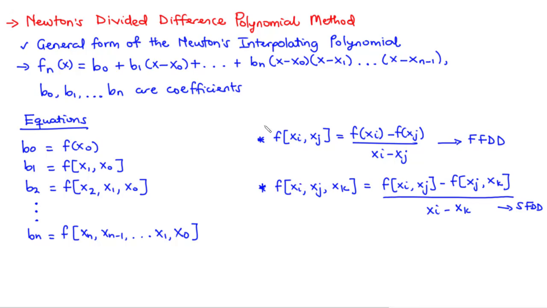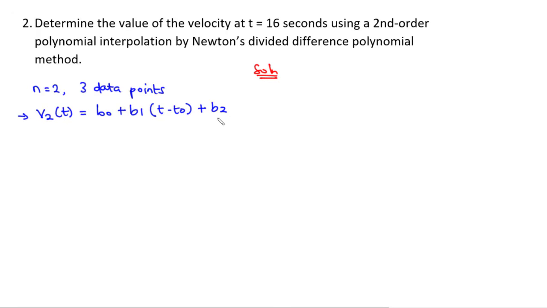So here, for n equals 2, we have b2 into brackets x minus x0, x minus x1. So you realize that ours is going to be b2 times t minus t0, t minus t1. So basically this is the velocity function that we are trying to obtain. At this point, we are going to combine the equations and the data points in order to find the coefficients b0, b1, b2.